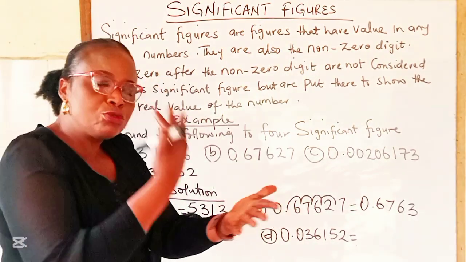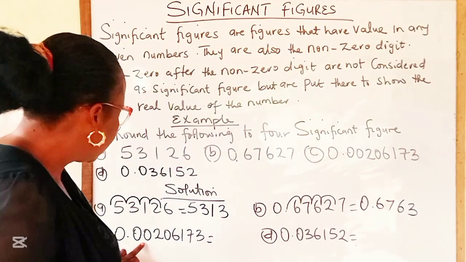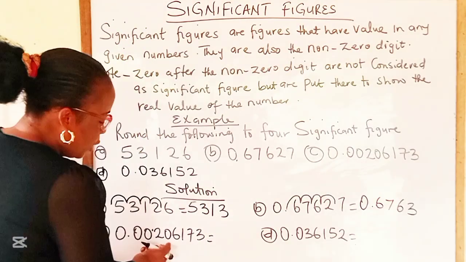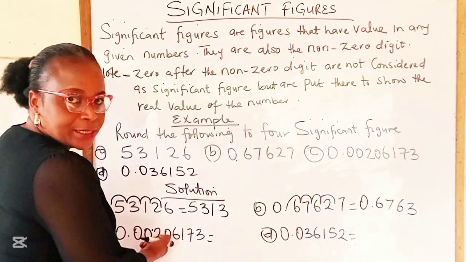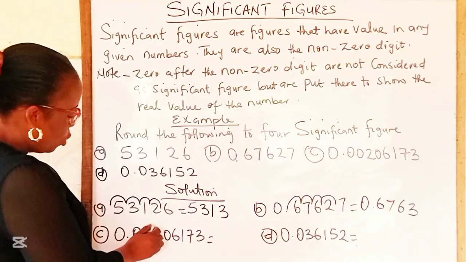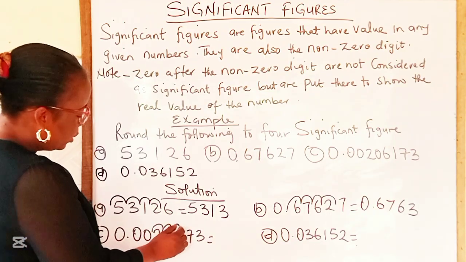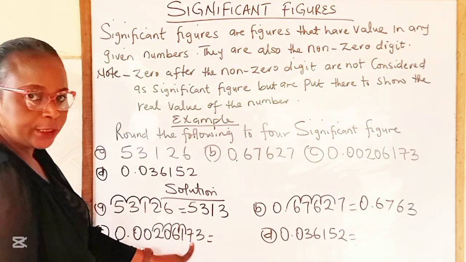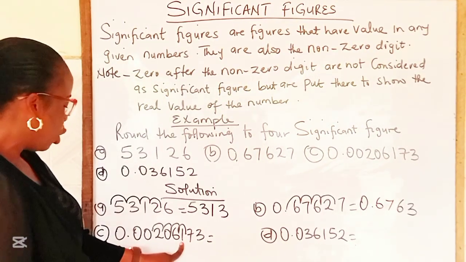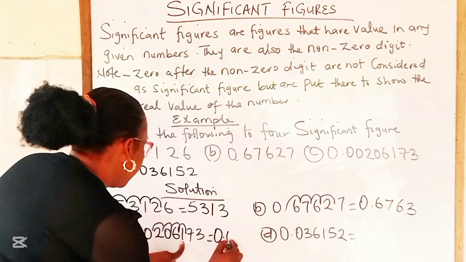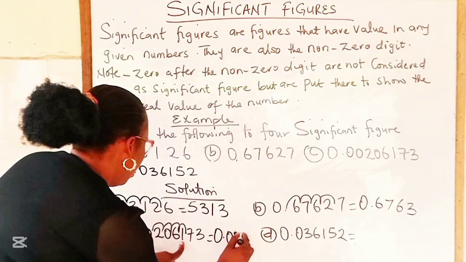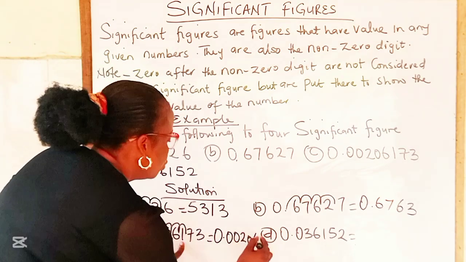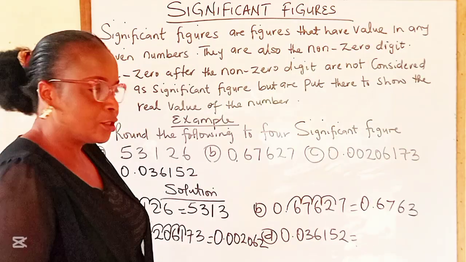The next number we have is 0.00206173. The first zeros that are before these numbers are not considered significant, so we are not going to count them. The zero that is at the back is considered significant. We are starting from 2: 1, 2, 3, and 4. Look at where we stop here. The next number following is up to 5. Add 1 here, it becomes 2. So we have 0.002062.